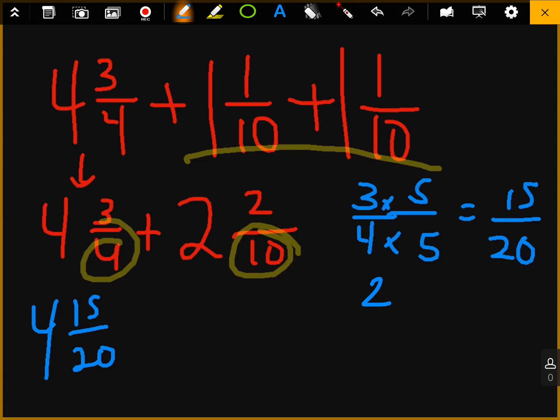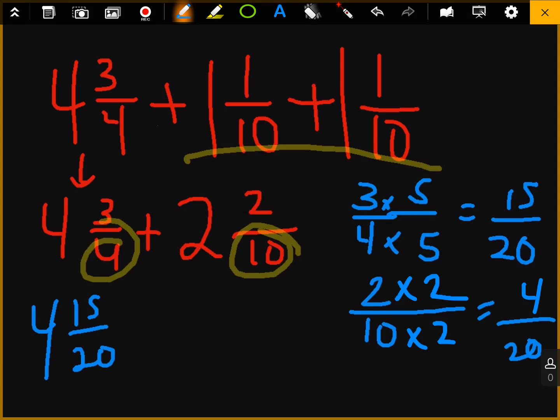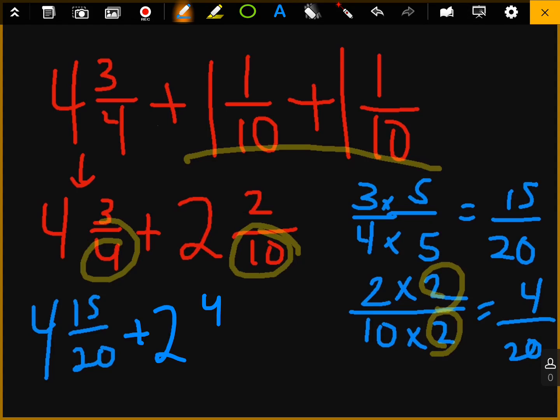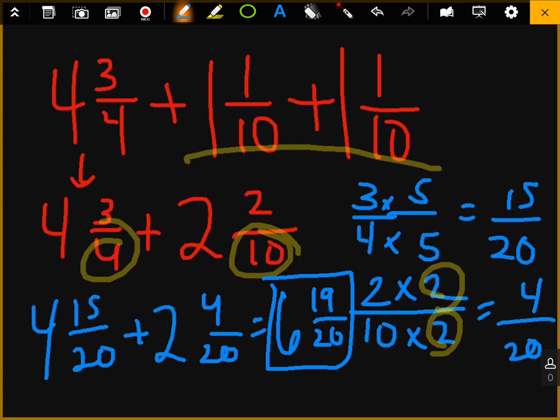2 over 10, you need to multiply something to get 10 to 20. Well, you multiply 10 times 2. 10 times 2 is 20, so you have to do 2 times 2, which makes it 4. Remember, whatever you do to the bottom, you have to do to the top. So I got plus 2 and 4 over 20. 4 plus 2 is 6. 15 plus 4 is 19. Denominator stays the same. 6 and 19 over 20 is your final answer.